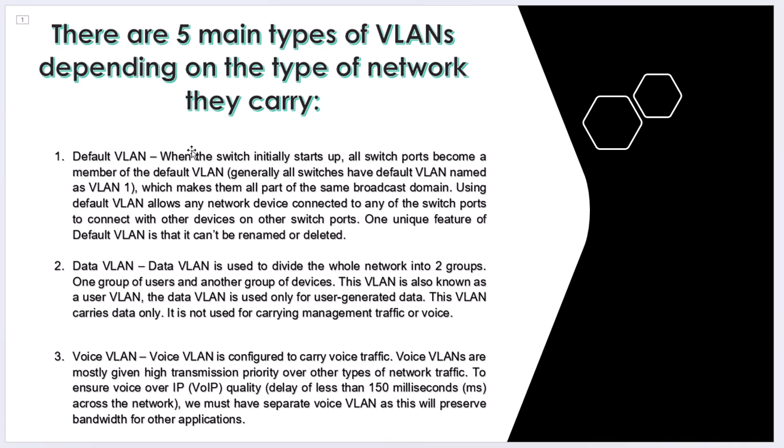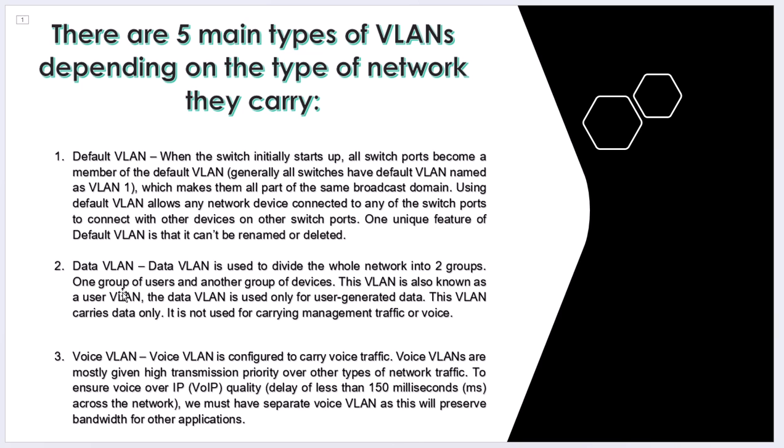There are five main types of VLANs, depending on the type of network traffic they carry. The first is the default VLAN, which is VLAN 1. By default, all the ports are configured as VLAN 1. Based on our requirement, we can change to VLAN 10 or VLAN 30 as we need to configure.